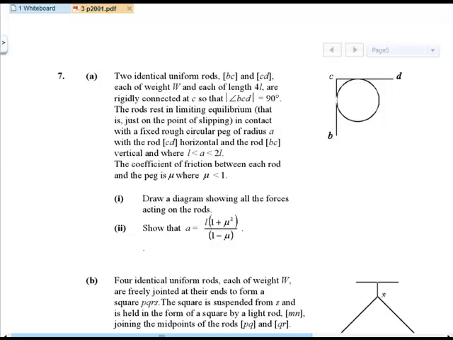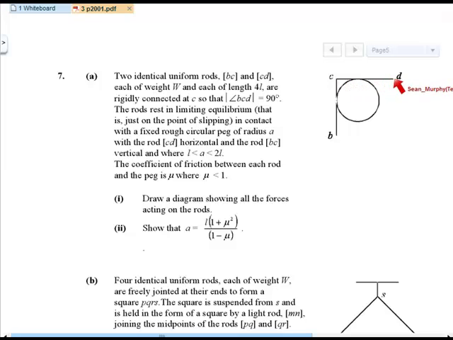2001, question 7a, statics. In these questions there are fixed steps that we go through every time. The first step is to draw a force diagram of your system. In this case, we've got to try and visualize this. The system is a rounded peg with two rods jointed. They're fused together at this corner, and the rods are balancing on the peg. The peg is fixed, and this rod system is free to move.